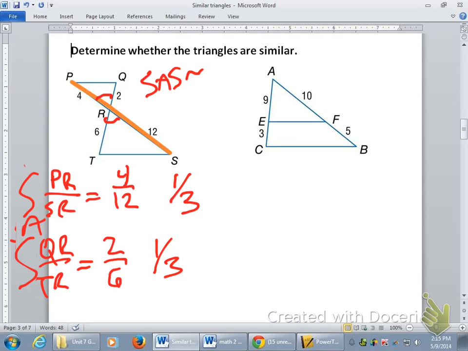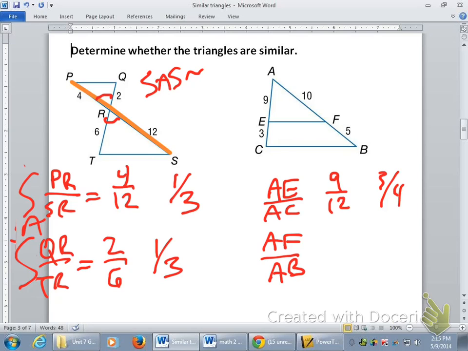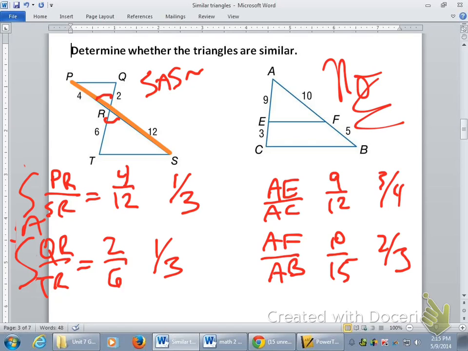Try it. What matches AE? AC. I think it's probably AC. We'll try it. That's 9 over 12. 3/4. And then what matches AF? Oh, crackers. AB, which is 10 over 15, which is 2/3. They're not similar. So right now they appear not to be similar, right? Is it possible that I got the order mixed up? All right, we can try it, but in this situation it won't work. So we're going to have to say no here. All right, unless I reduced wrong.